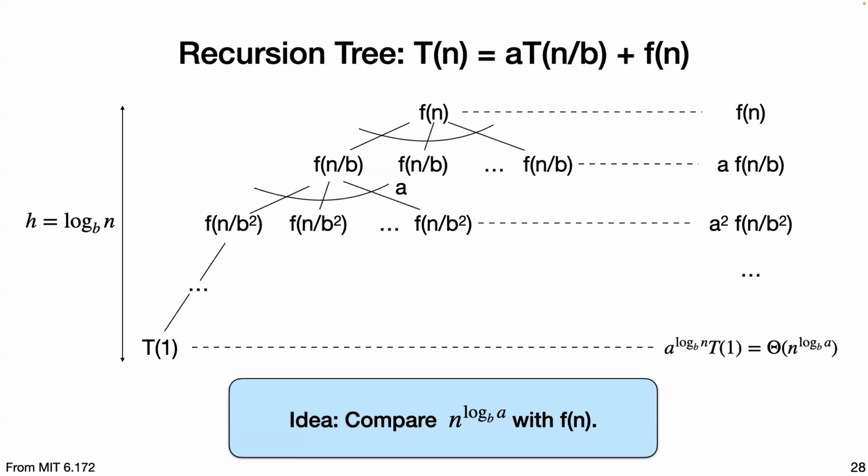The height is log base b of n, because every time you divide by b, and this is how much work there was at every level. So f(n), then you had a subproblems times f(n/b), again a squared times f(n/b²), all the way down. This is the most important part, I think: the number of leaves that you're going to get. The number of leaves is the branching factor raised to the height, times T(1). But we said that T(1) is Θ(1). So this is just the number of leaves.